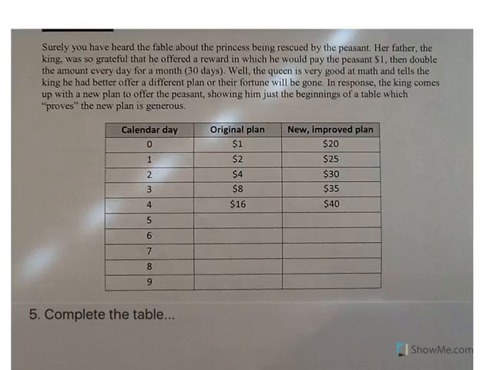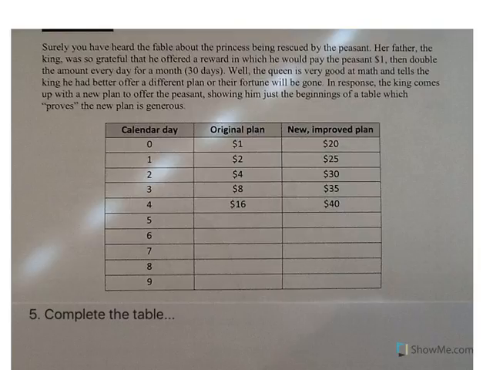Right, here we have a table dealing with the peasant and the king. There's a fable about a princess being rescued by a peasant. Her father was so grateful he offered a reward in which he would pay the peasant $1, then double the amount every day for a month. I'm talking about 30 days.